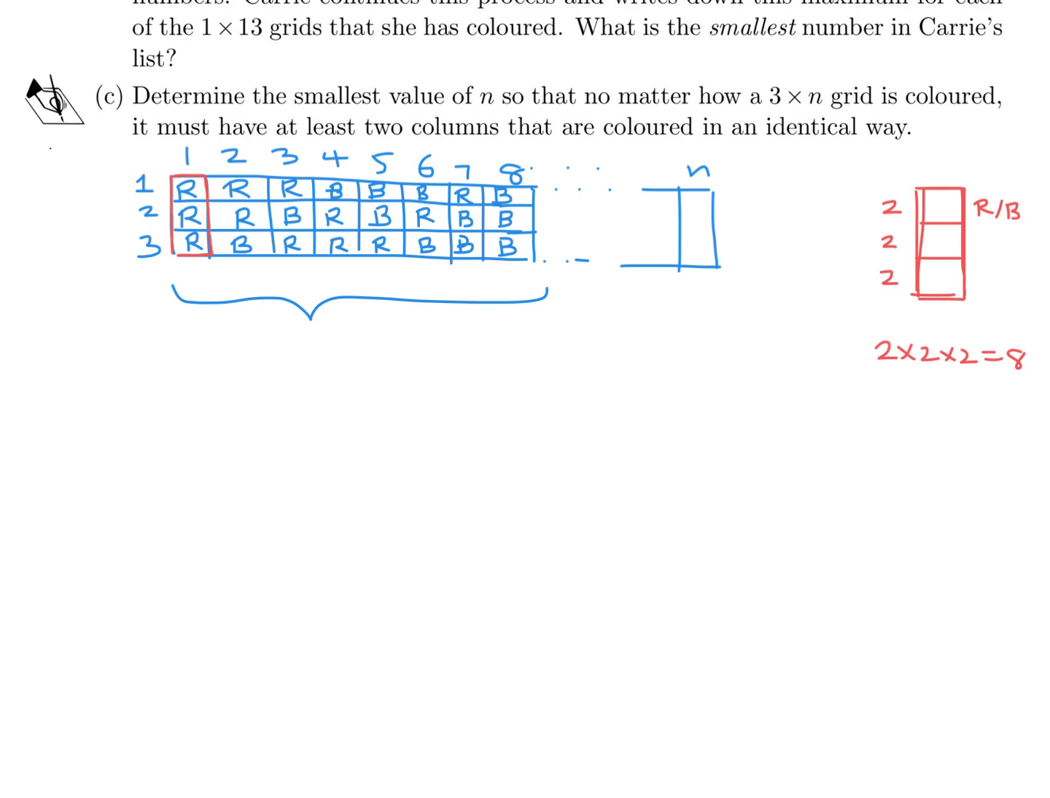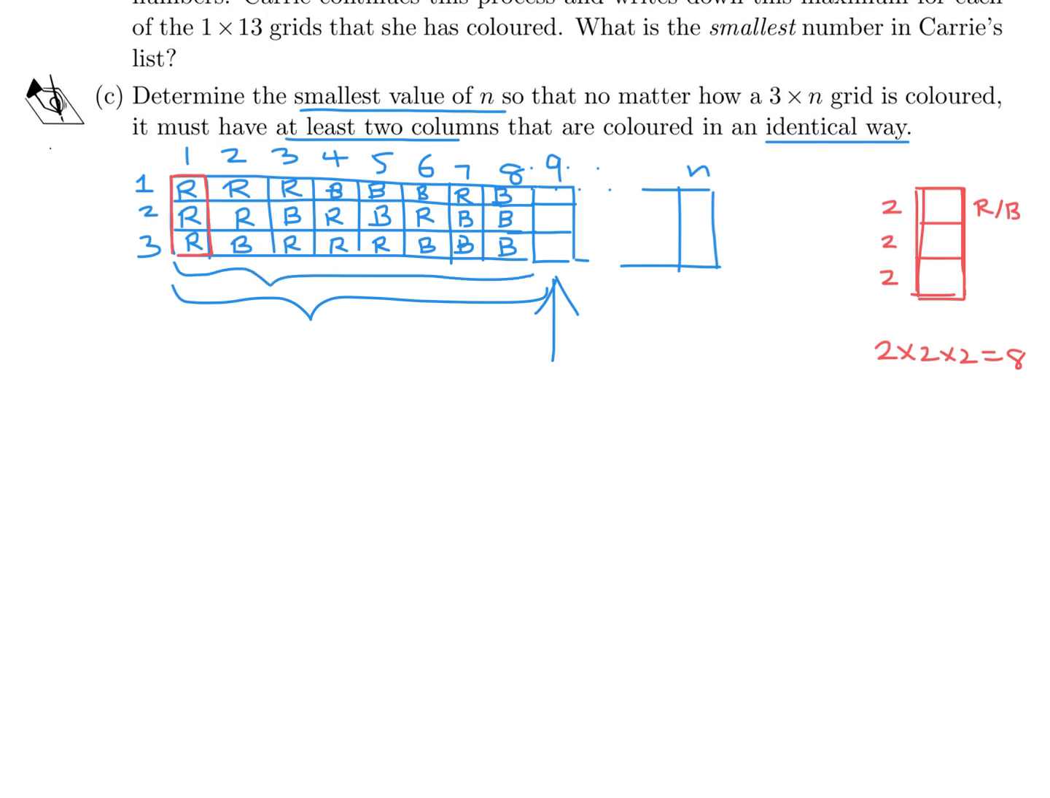Got it? Now what they're saying is, what does n have to be? What's the smallest value of n so that you get at least one column that is the same? You got it? At least 2. So at least 2 meaning one other column that's the same as one of these first 8. So let's put a 9th one and see what happens. If you put a 9th one, no matter what you put here, you're going to get one of these, because there's only 8 possible ways. So one of those 8 has to go here.